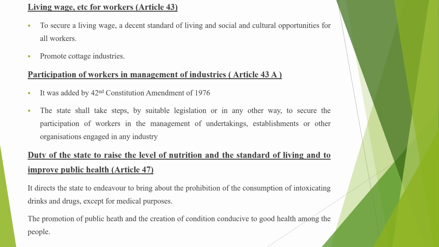So Article 43 imposes a duty on the government to make sure workers get paid enough money to live a decent life. Now imagine working in a place that's really dirty or dangerous. That's not safe. So Article 43 says the government should make sure workplaces are safe and healthy for everyone. The second point of Article 43 says to promote cottage industries. This point is based on Gandhian principle.